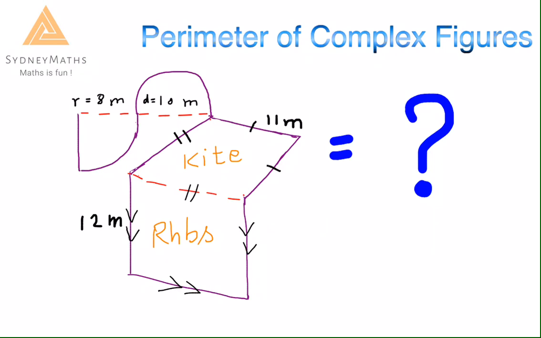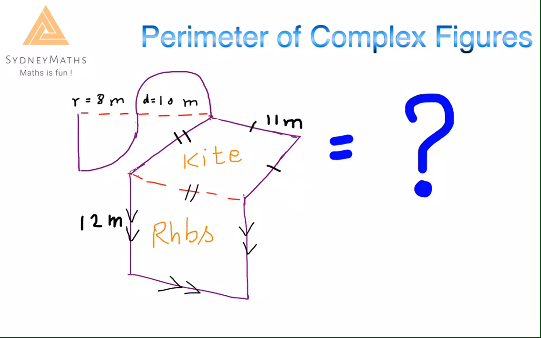So today in front of us we have a problem to find the perimeter of a complex figure, which is a combination of many different logical objects. When we have a problem of this type, the first thing we have to do is identify what is the perimeter. In this case, the perimeter is denoted by these lines, which are in dark purple, and not the dotted red lines. The dotted red lines are for reference only.